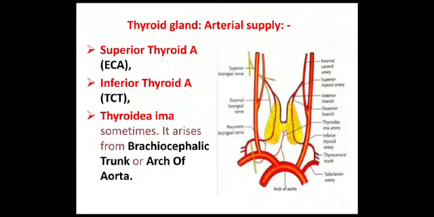So coming to the arterial supply, it is mainly supplied by the following arteries, that is the superior thyroid artery, which is a branch of the external carotid artery, the inferior thyroid artery, which is a branch of the thyrocervical trunk, and occasionally we have the thyroidea ima artery. This, if it is present, may arise either from the brachiocephalic trunk or the arch of aorta.